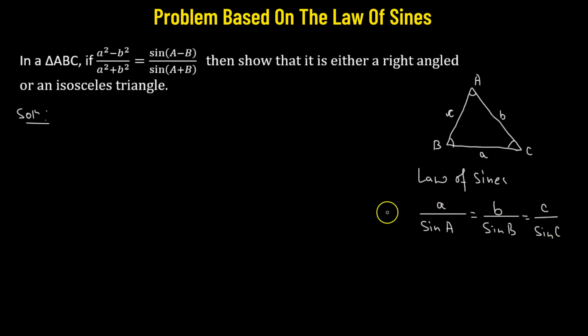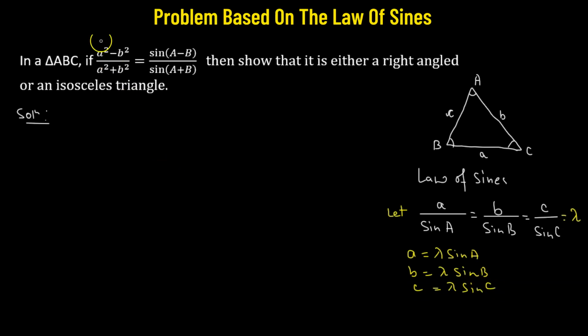Now we will suppose that this ratio is equal to a common constant lambda, such that we can represent a as lambda times sine A. Then b will be represented by lambda times sine B, and c will be represented by lambda times sine C.